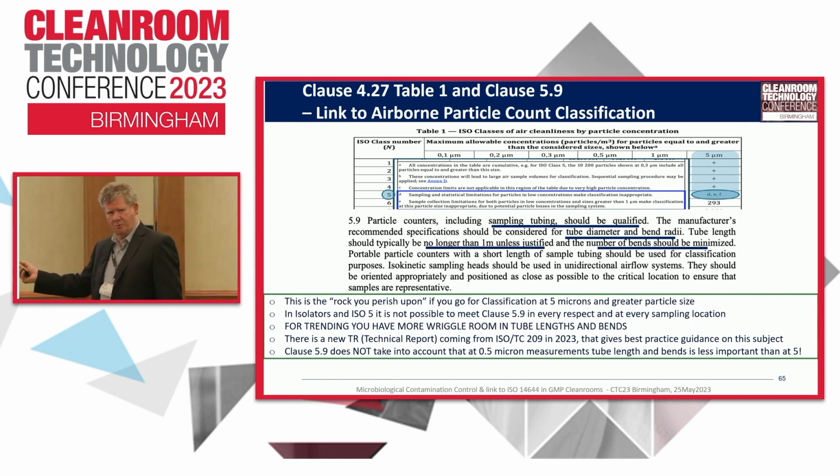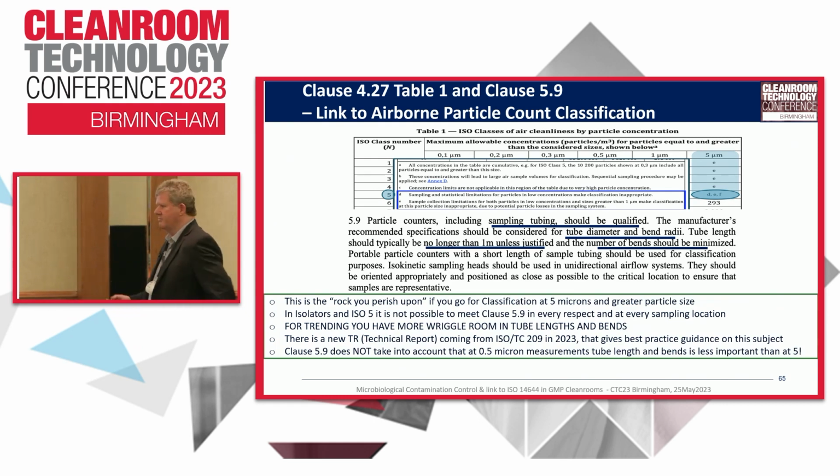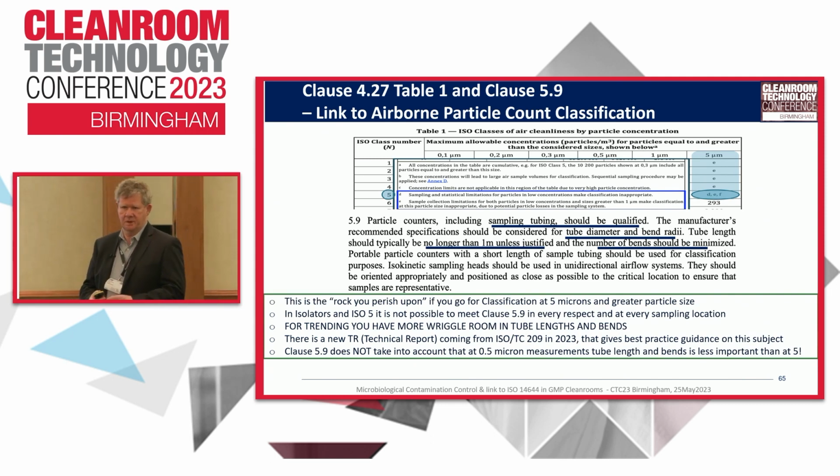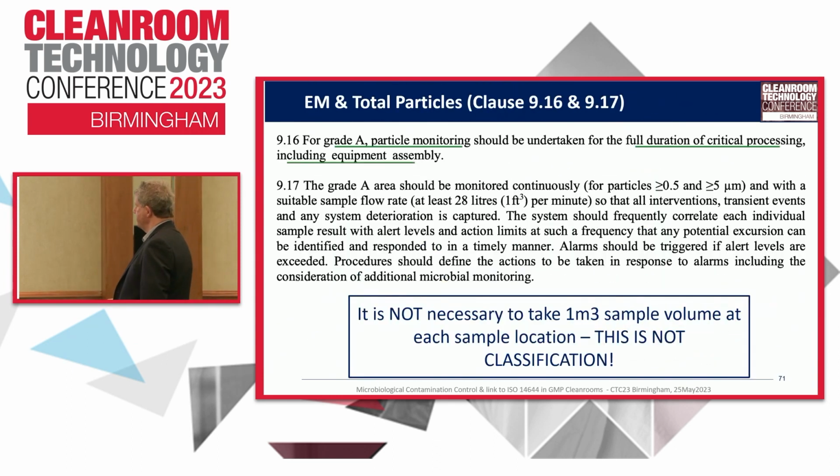So there's a new technical report coming out in the next few months from us, a number of people here are involved in the working group, which talks about tube length is only one item. Tube diameter, the internal surface roughness of the tube. More important, number of bends are important. There's very few RABs and isolators where you can have no bends and a short tube length in all cases. So if you want to classify at 5 microns, you're going to get caught by 5.9, so be very careful on that.